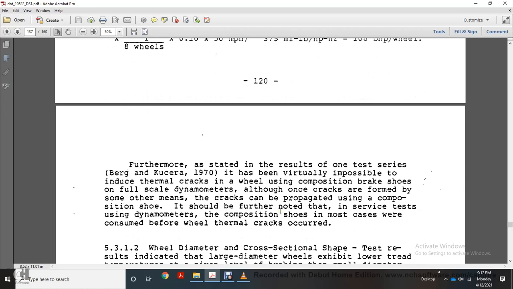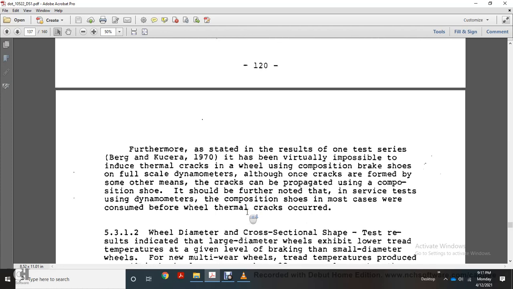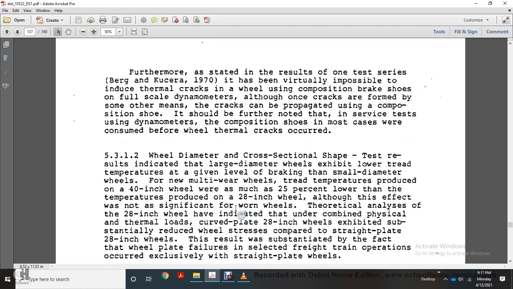Furthermore, in the results of one test here with the Bristol Kerosene of 1970, it was virtually impossible to induce thermal cracks in the wheel with the composition brake shoe on the full scale dynamometer. Although cracks can form and in some cases propagate with the composition shoe, it should be noted that in the dynamometer tests with the composition shoe, in most cases a large amount of work was consumed before wheel thermal cracks occurred.